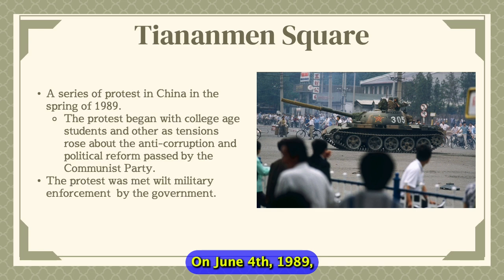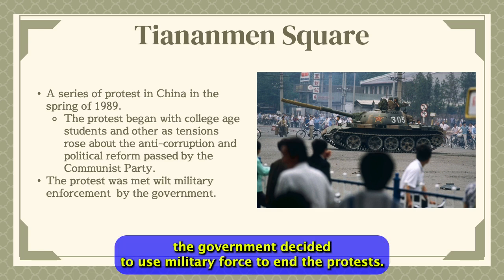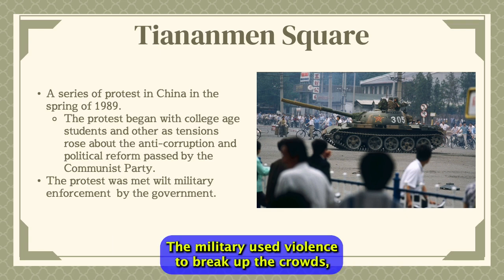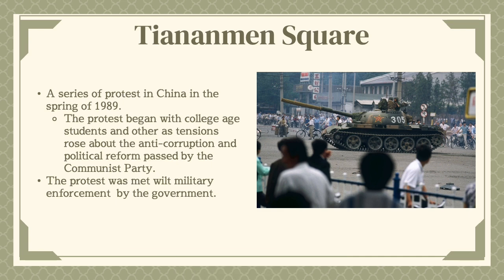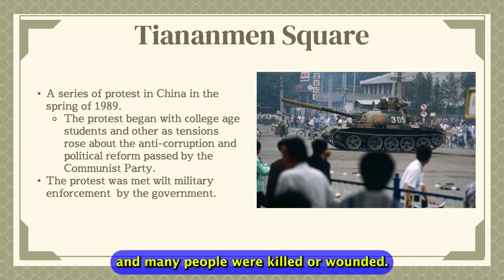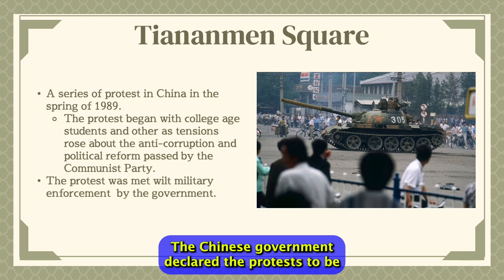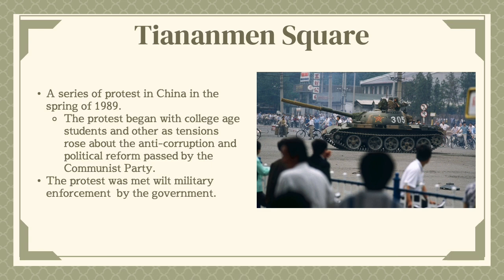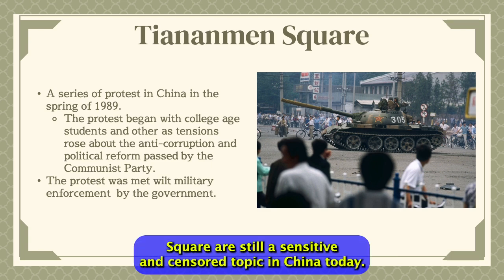On June 4, 1989, the government decided to use military force to end the protests. Troops and tanks were sent to Tiananmen Square to clear out the protesters. The military used violence to break up the crowds, and many people were killed or wounded. The Chinese government declared the protests to be a counter-revolutionary riot and shut down all public discussion about it. The events at Tiananmen Square are still a sensitive and censored topic in China today.